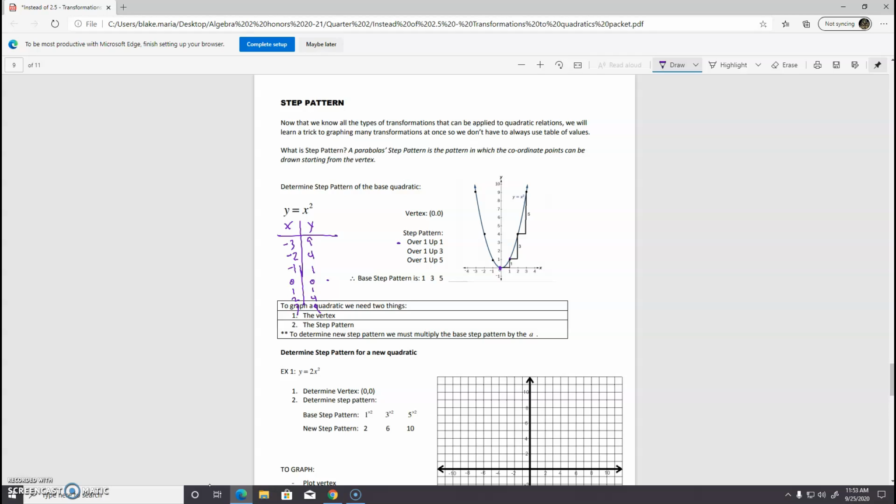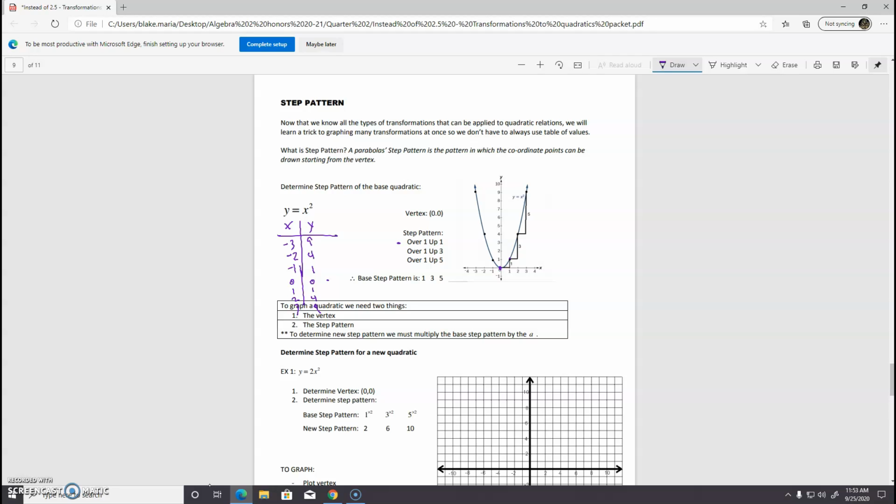Right? And that's what they're telling you here. And then from that point, you're going to go over 1, up 3, right, to get that 2, 4. And then you're going to go over 1, up 5. So it's 1, 3, 5. Over 1, up 1, over 1, up 3, over 1, up 5. And that's your basic step pattern.